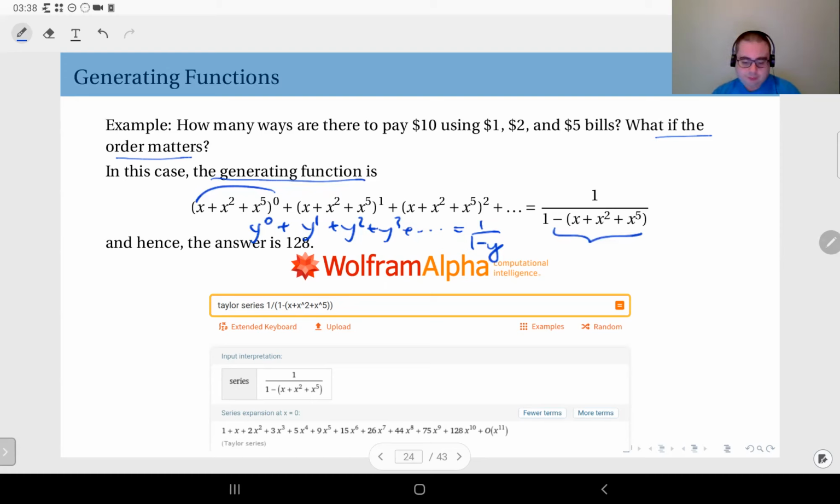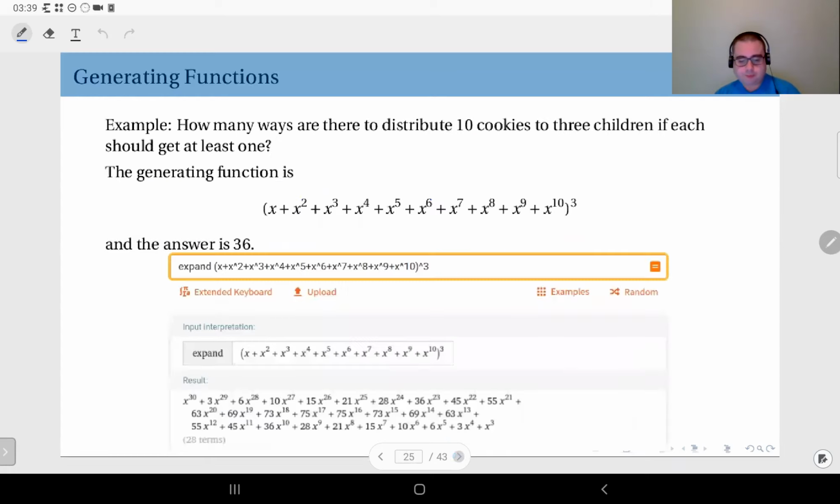And this function, if you apply the Taylor series expansion and look at the coefficient of the term x to the power 10, you get 128. So when the order becomes important, you can form $10 using ones, twos, and fives in, instead of 10, now 128 different ways. So generating functions can also handle orders and without orders problems.